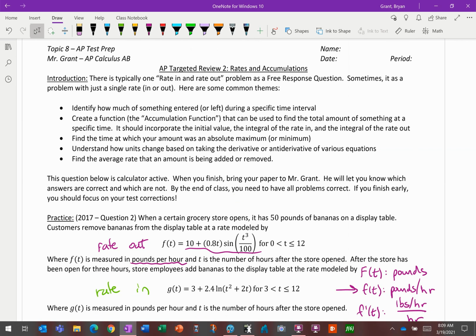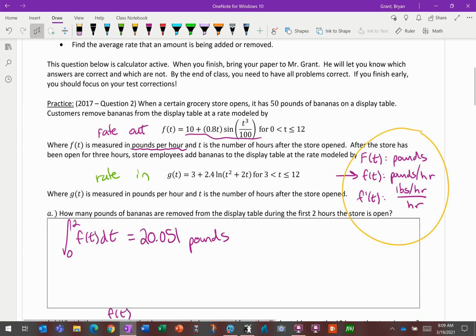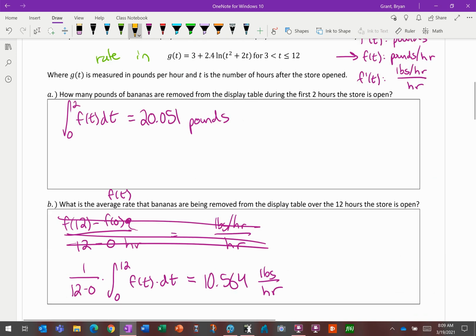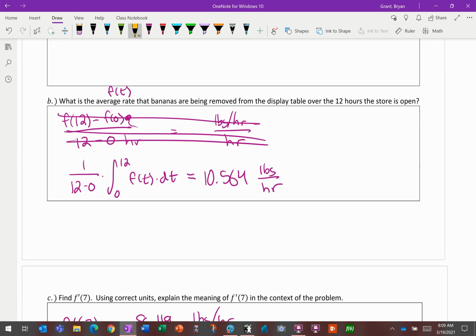You're going to have to find the time your amount was at an absolute max or min, either the candidate's test, or if there's only one critical point, then you could use the lonely critical point theorem. You need to understand how the units change, right? I always just like to write out myself a little chart, not a bad thing. And you'll need to be able to find an average rate, right? Comparing the average value theorem to the average rate of change.